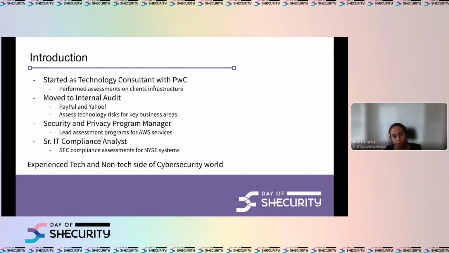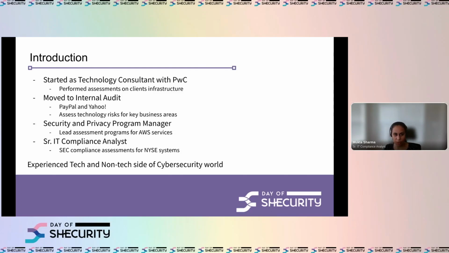After doing that for some time, I moved to internal audit, working with PayPal and Yahoo, where my primary responsibility was to use a risk based approach to assess technical and information security risk. After doing that for 4 years, I moved to a different role, security and privacy program manager, because I wanted to gain experience on the management side also. There I worked on maintaining the internally designed assessment framework that enables products to meet major industry standard attestations like SOC, ISO, PCI, FedRAMP, and there were multiple compliance programs that were supported. Also, I developed a roadmap to deliver customer demand assessments on time.